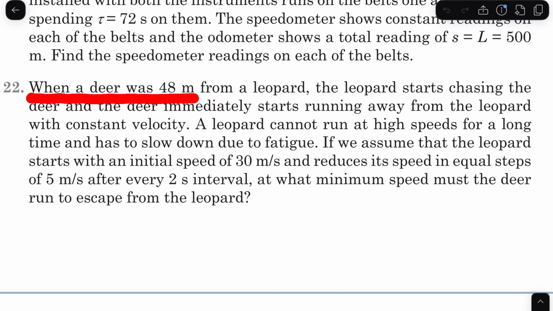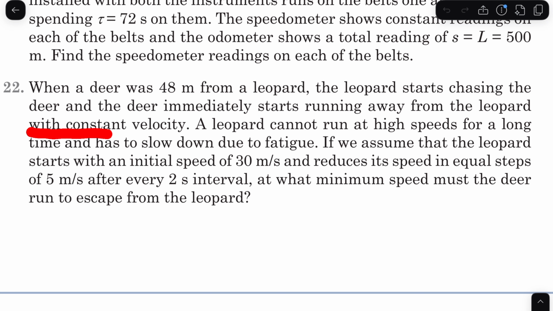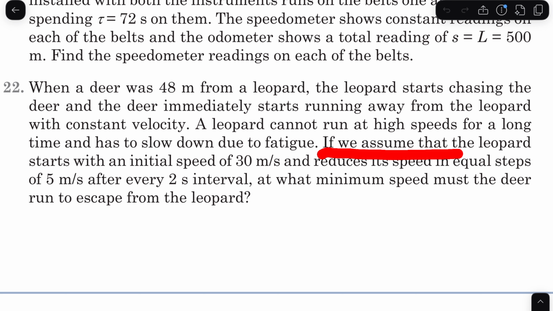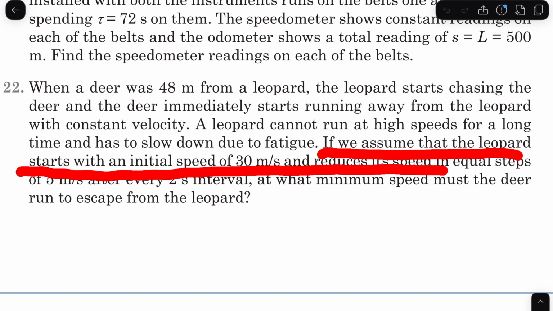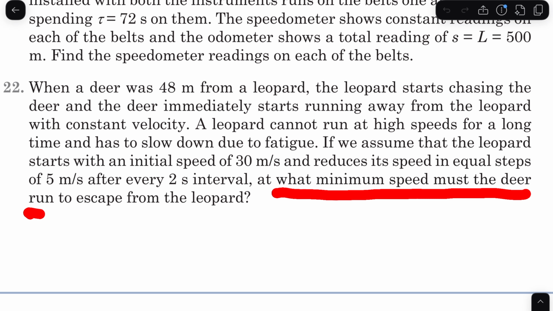When a deer was 48 meters from a leopard, the leopard starts chasing the deer and the deer immediately starts running away from the leopard with constant velocity. A leopard cannot run at high speeds for a long time and has to slow down due to fatigue. If we assume that the leopard starts with an initial speed of 30 meters per second and reduces its speed in equal steps of 5 meters per second after every 2 seconds interval, at what minimum speed must the deer run to escape from the leopard?